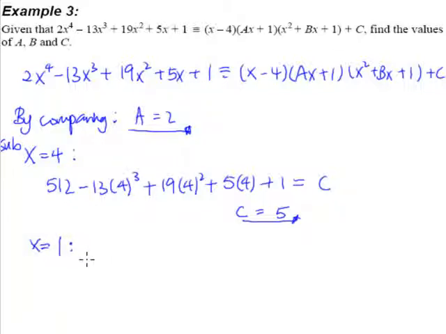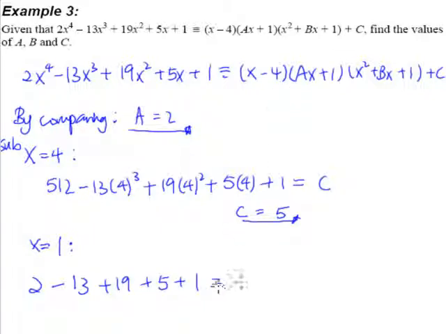But of course, we will substitute in an x value that is easy. In this case, x equals to 1. So when x is equal to 1, you realize that the left hand side is very easy to work out. You get 2, since 1 to the power of 4 is 1, 1 to the power of 3 is 1, 1 squared is 1, so you basically ignore it. So you have 2 minus 13 plus 19 plus 5 plus 1 is equal to, and right here is where it gets a little bit troublesome to work out, but it's not that difficult either.